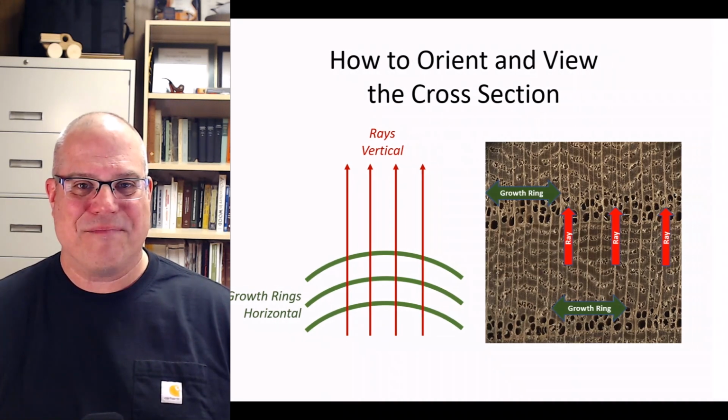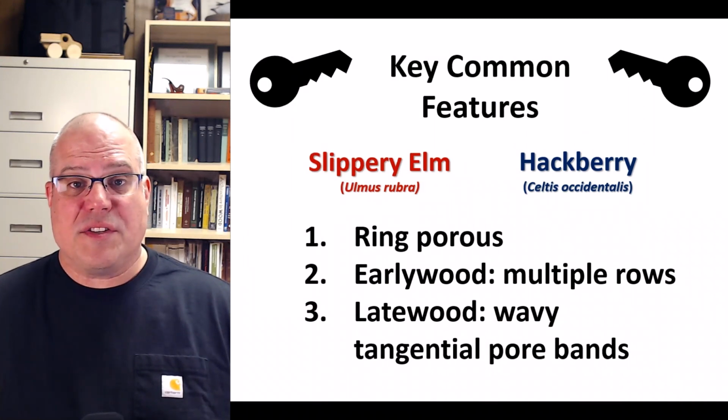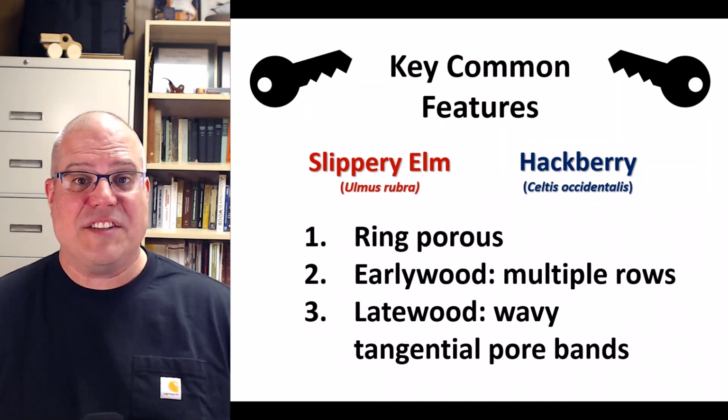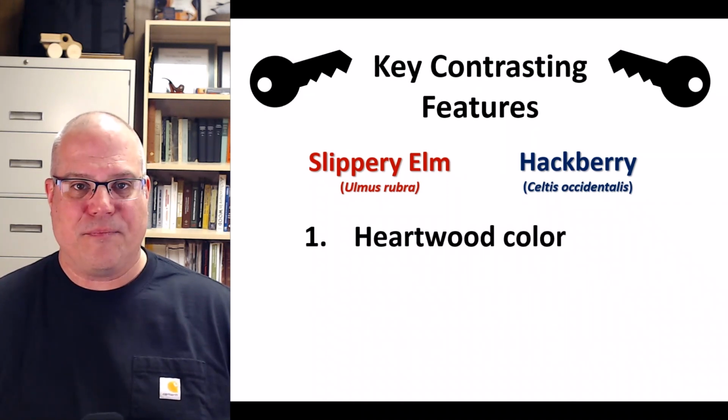as in the images. We'll see many features of slippery elm and hackberry today, but let's start by previewing the most important ones, the ones you should commit to memory. We'll start with the features that these two woods share. Both are ring porous and have multiple rows of early wood pores. Additionally, like American elm and the hard elms, they both have horizontal, that is tangential, wavy bands of pores in their late wood. As we mentioned in the previous video, the elms and hackberry are the only North American commercial hardwoods that have wavy tangential pore bands.